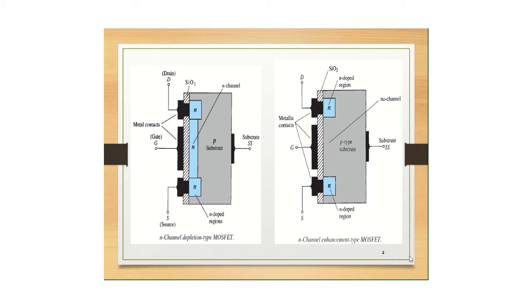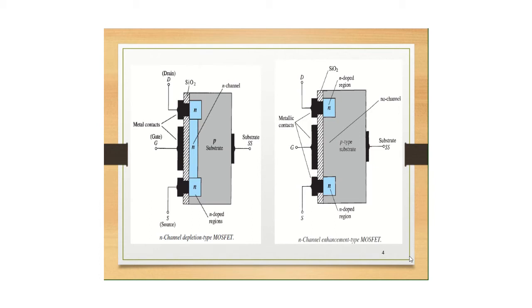With this, you have three terminals in MOSFET. You know that it is gate, drain, and source. Normally, the substrate is connected to source. All right. The two types are shown here. As you can see, in enhancement type, there is no physical channel, right?